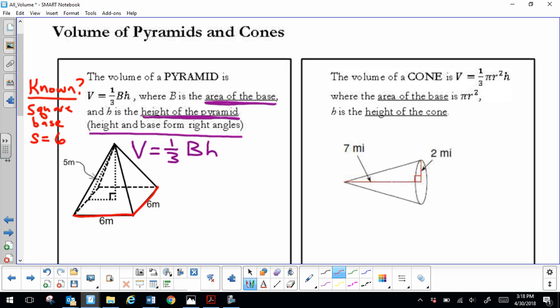I also have some interesting information. They've given me a right triangle that's formed. And let's highlight that. So if you have your highlighter, you may want to highlight that. They've told me that this 5 m is representing the hypotenuse of that triangle. I need a height of the pyramid. They did not give that to me, but they do give me what looks like the hypotenuse of a triangle where the height is part of that triangle.